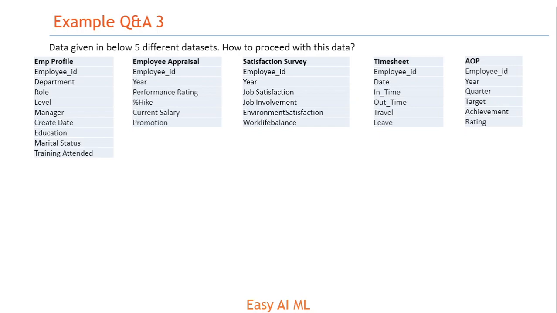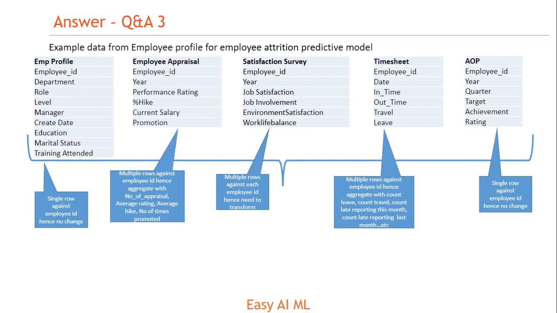The other data set is employee appraisal. It has employee ID, the year for which this appraisal has been done, the performance rating, percent hike, etc. Employee satisfaction survey, timesheet. We need to understand this timesheet is a daily affair. Every weekday, the employee has to log in to the timesheet and submit, log out. AOP is how the employee is doing as per the company's target. So let us understand how to integrate these data sets to create the ABT.